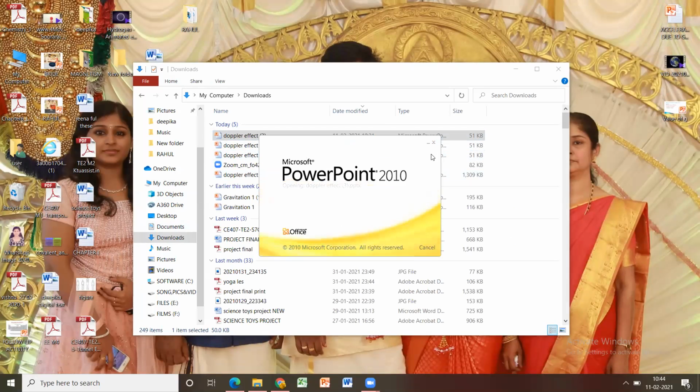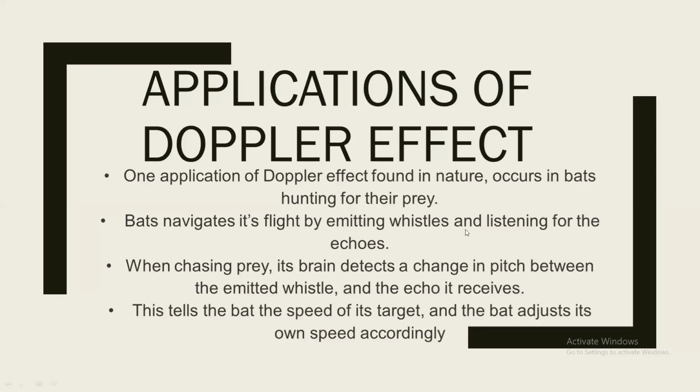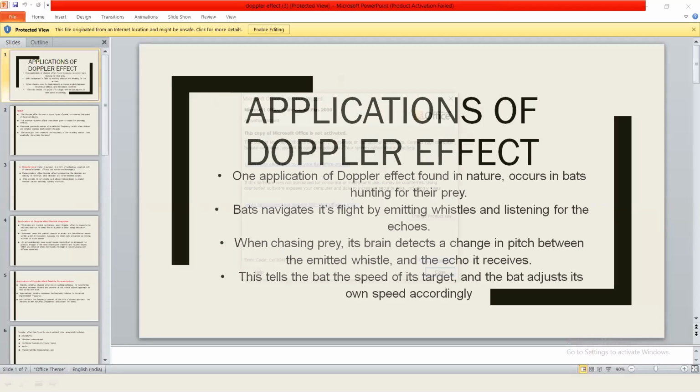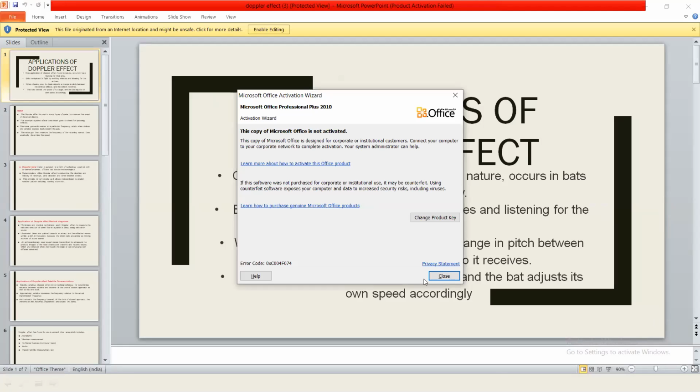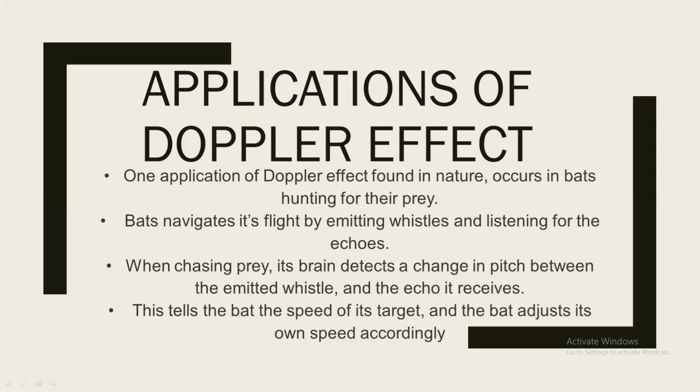The first application is found in bats for hunting their prey. We all know bats hunt their prey with the help of this effect. Bats navigate their flight by emitting whistles and listening for their echoes. When that echo reaches the bat, they identify the speed of their prey and adjust their speed accordingly. That is the first application.